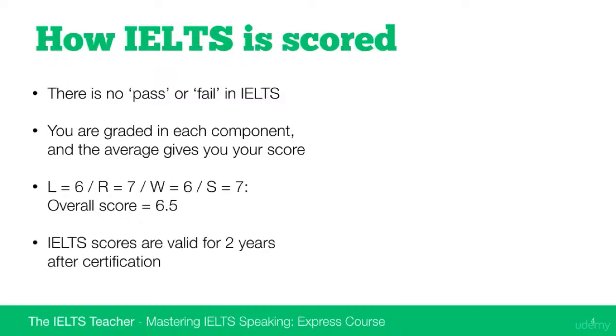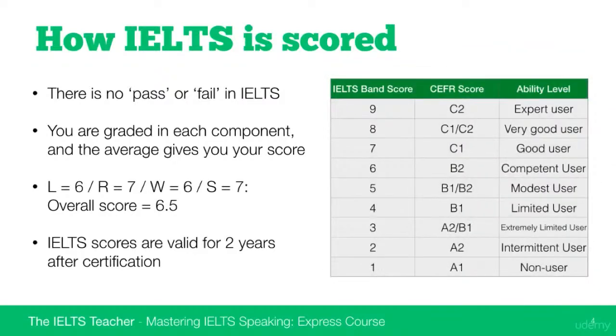Remember that IELTS scores are valid for 2 years after certification, so don't dawdle when it comes to applying to your respective industries. If you know your CEFR score, you can check that out against the roughly average band score for IELTS on the left there. So we're looking at band 7 here. That generally indicates a CEFR score of C1.